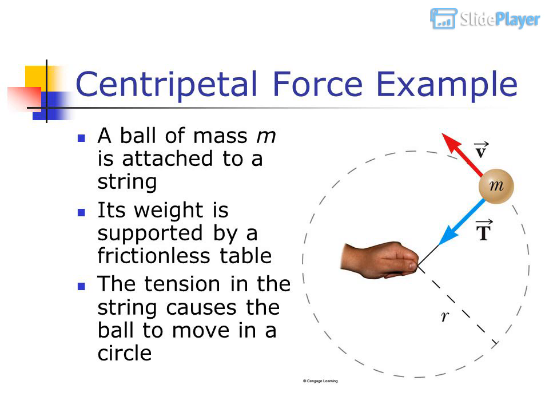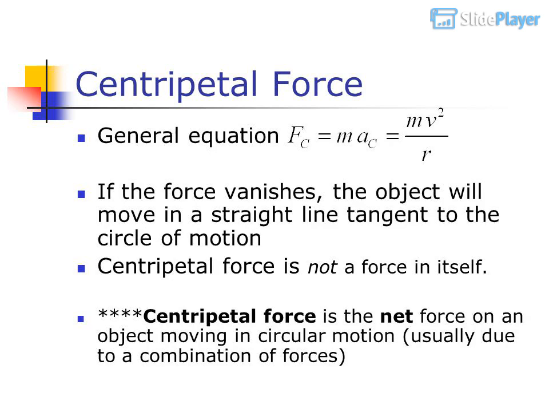Centripetal force example. A ball of mass m is attached to a string. Its weight is supported by a frictionless table. The tension in the string causes the ball to move in a circle. If the force vanishes, the object will move in a straight line tangent to the circle of motion.